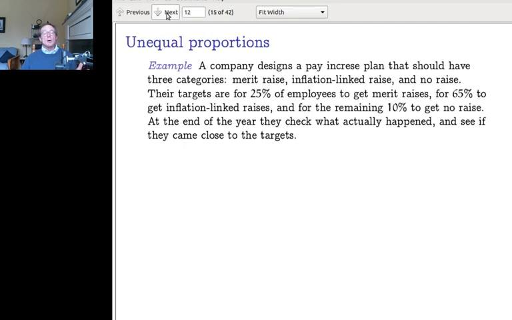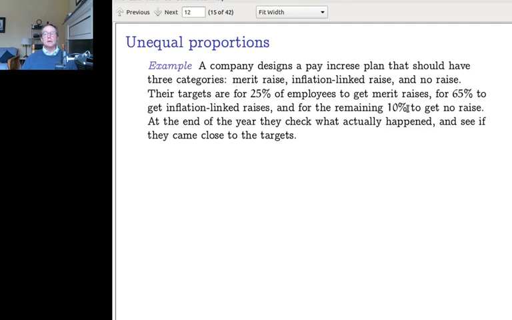Okay, so where they aren't all equal, just to show what you do, and you won't be surprised to hear that you go into StatKey and you enter something slightly different in StatKey. That's all there is to it. Okay, so here's the example. A company designs a pay increase plan that has 3 categories: merit, inflation, and no raise at all. The target is supposed to be a quarter of employees get merit raises, 65% of employees get a nominal inflation-linked raise, and the remaining 10% get no raise.